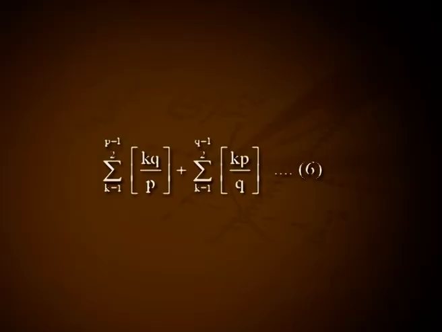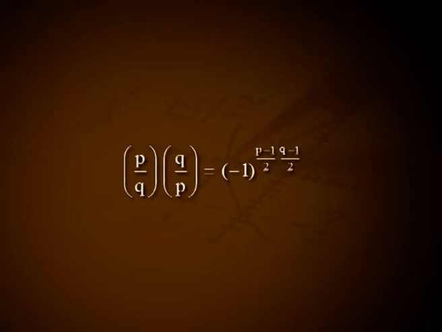Therefore, the total number of lattice points that lie within rectangle OPQR and not on its boundary is the sum over k = 1 to (p-1)/2 of [kq/p] plus the sum over k = 1 to (q-1)/2 of [kp/q]. Equation number 6. From 5 and 6 we have 4, and hence (p/q)(q/p) is equal to (-1) raised to (p-1)/2 times (q-1)/2.